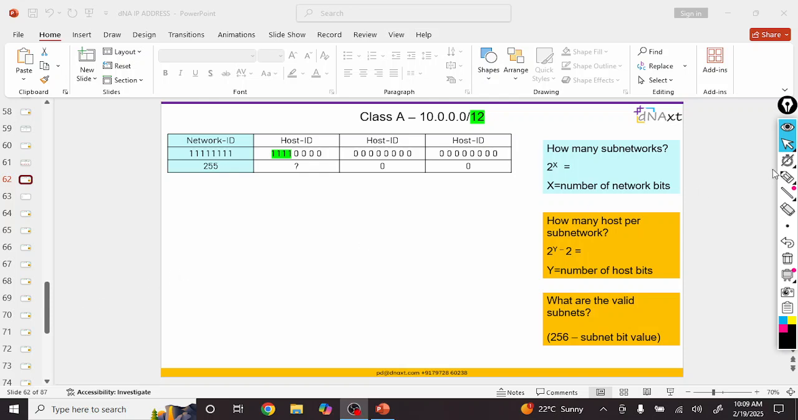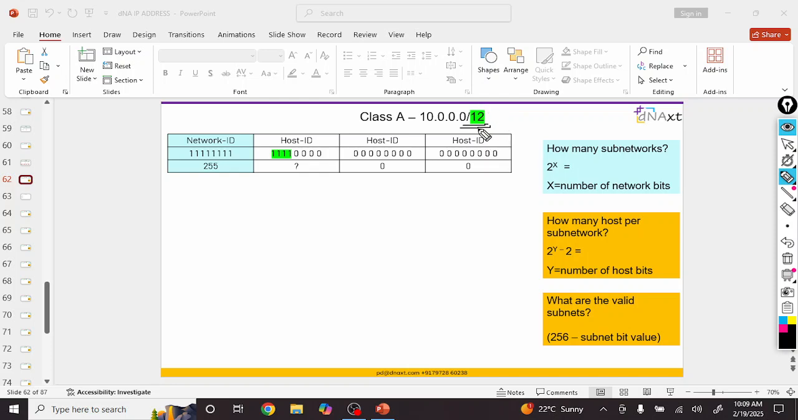Welcome to dNAxt. We are discussing class A subnetting, and in class A in this video we'll be discussing /12. /12 signifies that there are 12 bits assigned to your network. So when 12 bits are assigned to the network out of 32 bits, the remaining 20 bits are of the host.